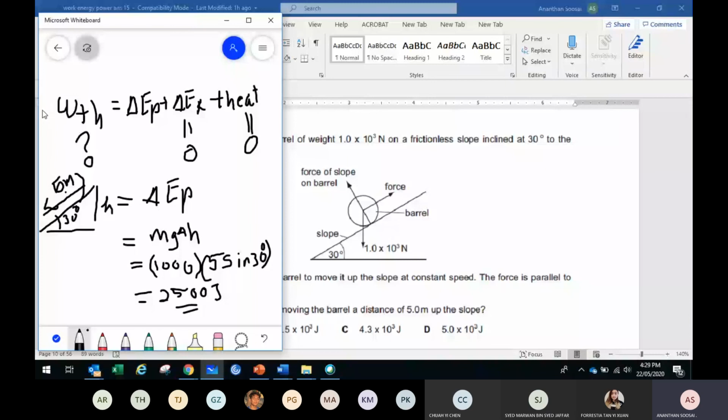For the inclined surface, we found work done by the thrust because they're asking for the work done by you. Heat 0 because frictionless surface. EK 0 because constant speed. So EP is mg times the vertical height, but the diagonal distance is given, so you have to find the vertical one. So 5 sine 30. Any questions from here?